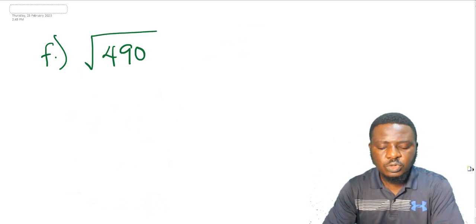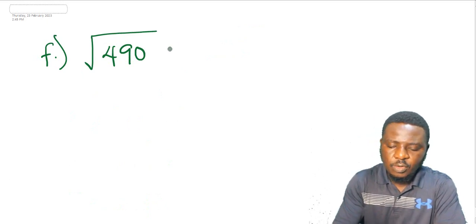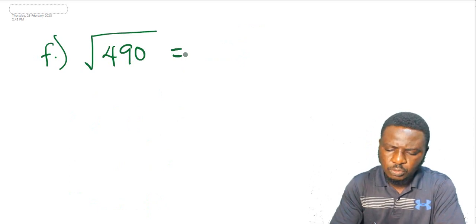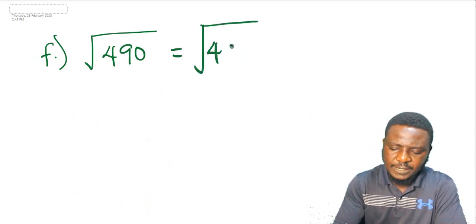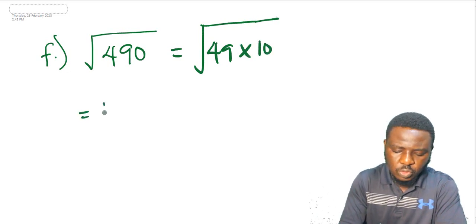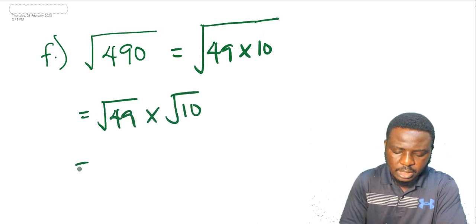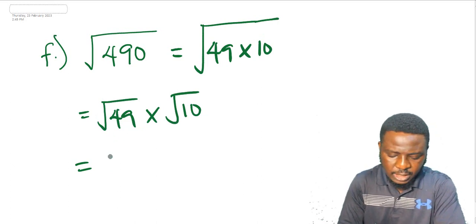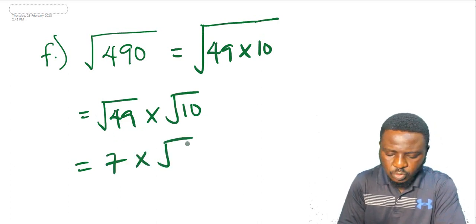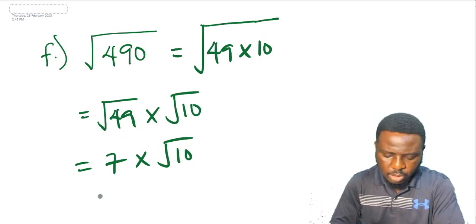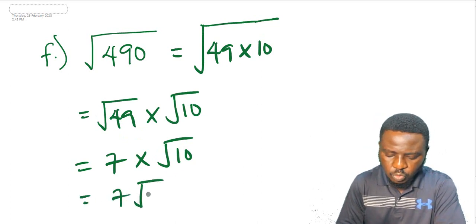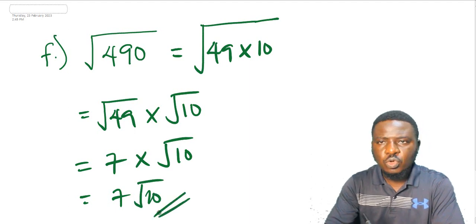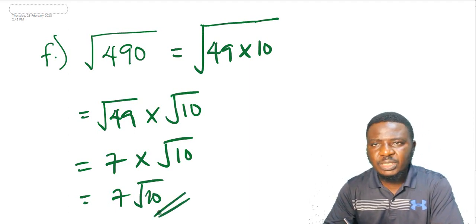F is root 490, and root 490 can be simplified to be root 49 times 10, which is equal to root 49 times root 10. This becomes square root of 49 is said to be 7 times root 10, which cannot be broken down. So this becomes 7 root 10 as our answer. So root 490 in its basic short form is said to be 7 root 10.